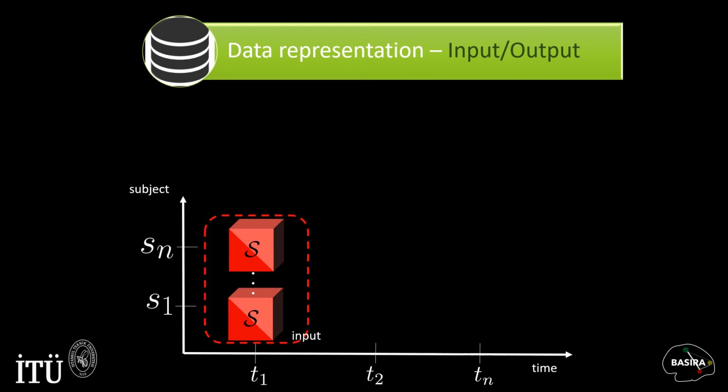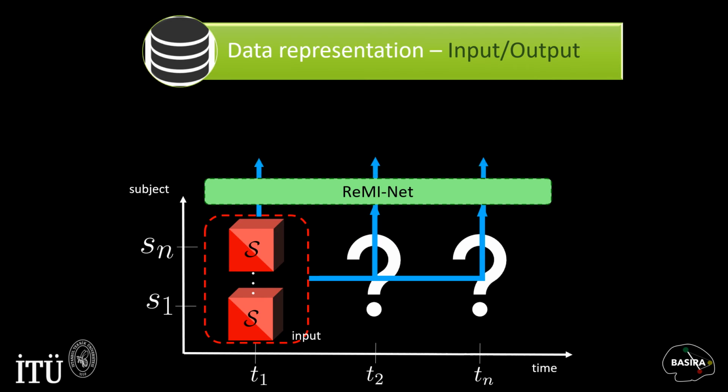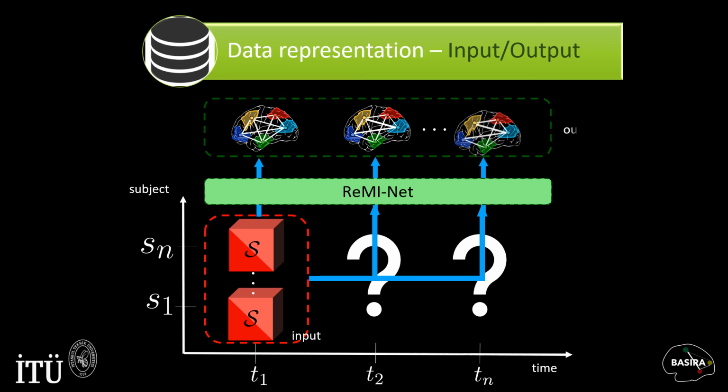Now, let's tackle the longitudinal multigraph data we defined. Since our main goal is to train a model that forecasts CBTs at future time points, we are not supposed to feed the model with the next time points. So, our model takes subjects only at the baseline time point, T1. Output will be a set of population CBTs. Each represents the population center at the related time point.